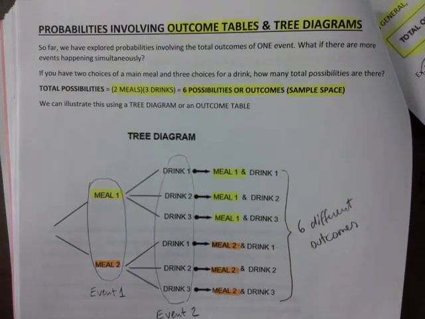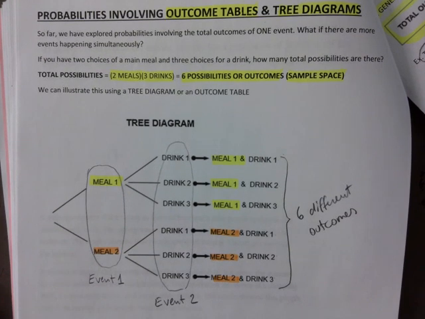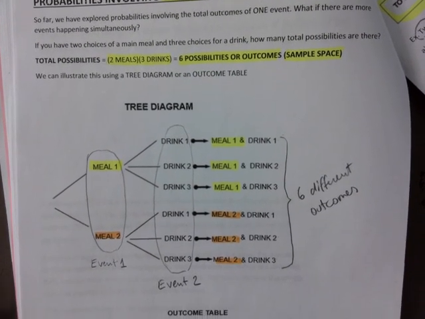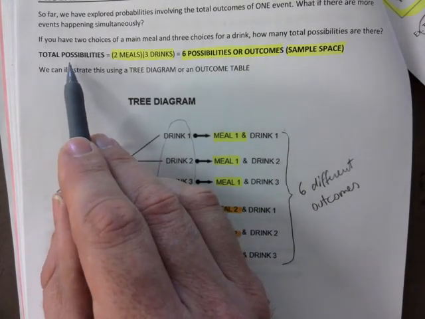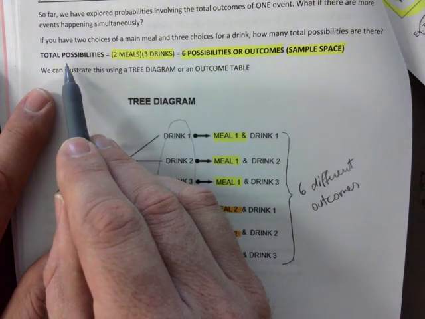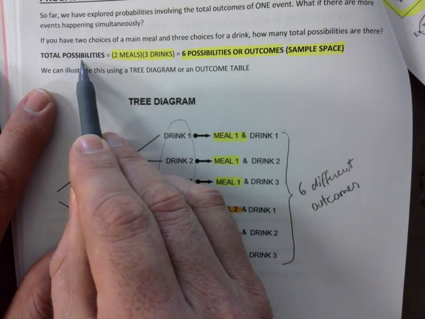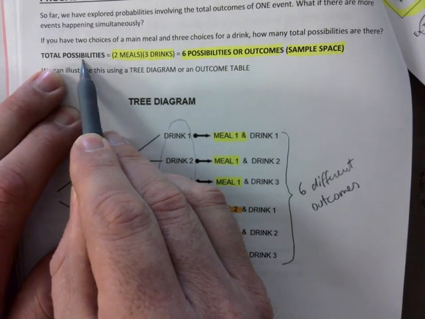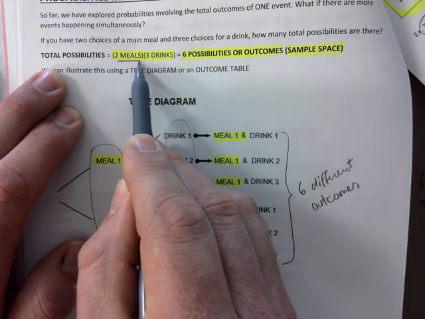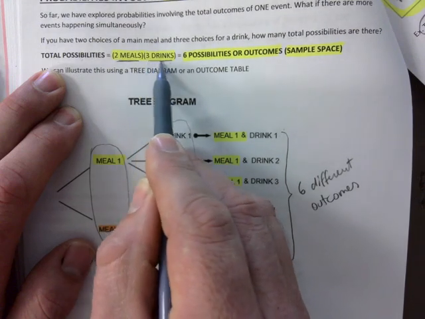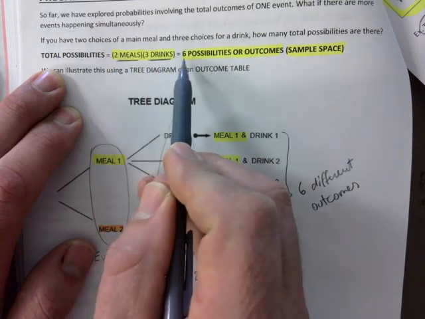Okay, so just listen to some of the concepts that I'm going to review. We go back to page 39. The main idea here, guys, is this one right here. Total possibilities, the total number of options that can occur, would be the first event and how many options you have there multiplied by the second event. So 2 meals, 3 drinks, there'd be 6 possibilities.